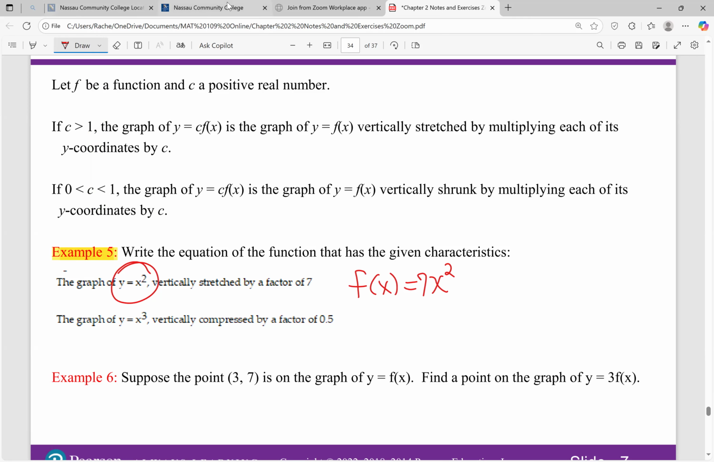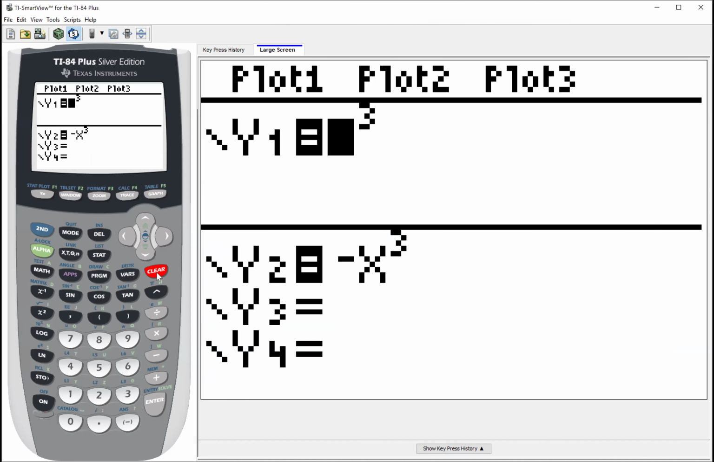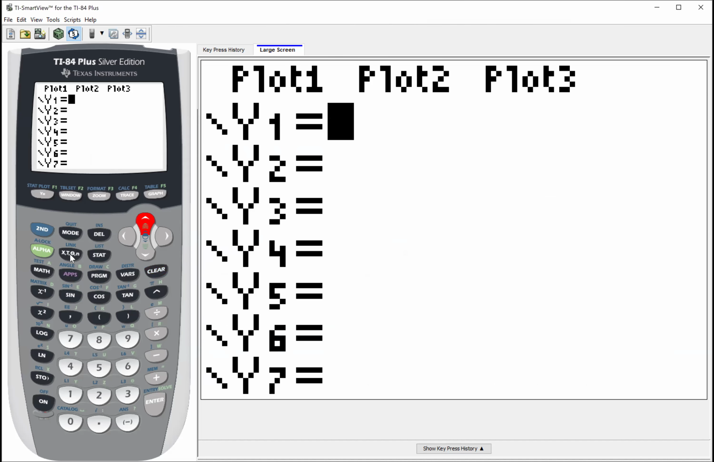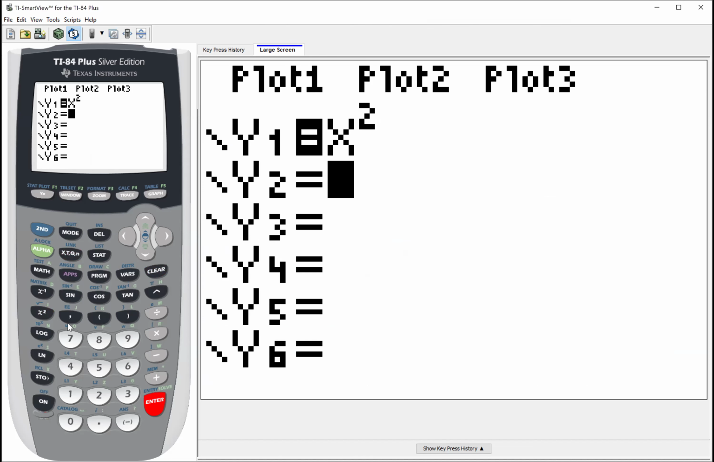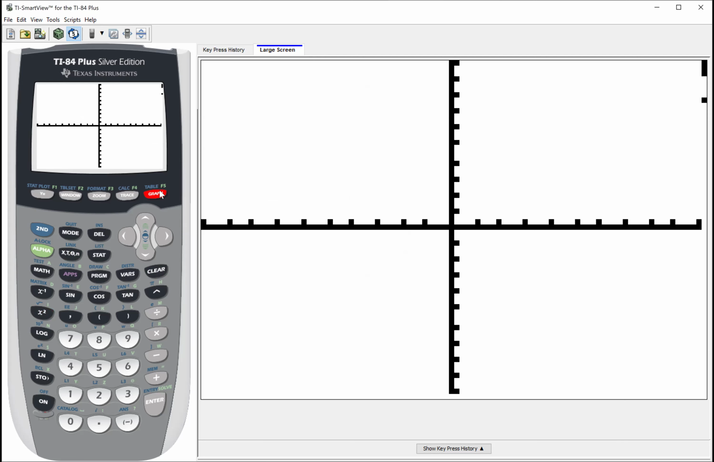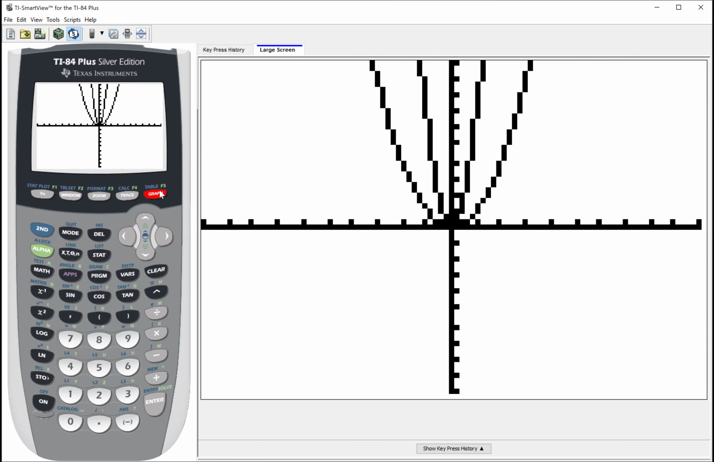So I want you to see what that looks like. So let's graph x squared and 7x squared. So here's x squared, and then here's 7x squared. Looks way thinner and taller. So imagine standing on the top of this graph and taking x squared and pulling it upwards, stretching it upwards vertically. That's what's happening to this graph by a factor of 7. So all the y values are being multiplied by 7.